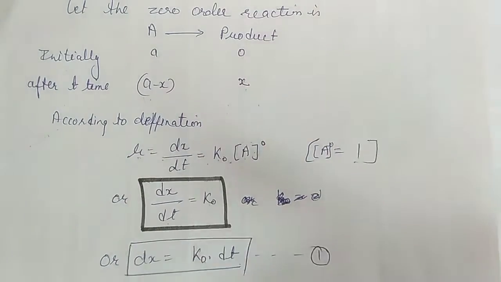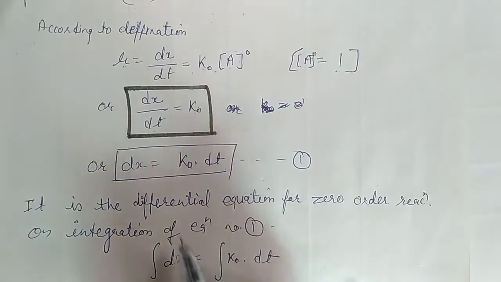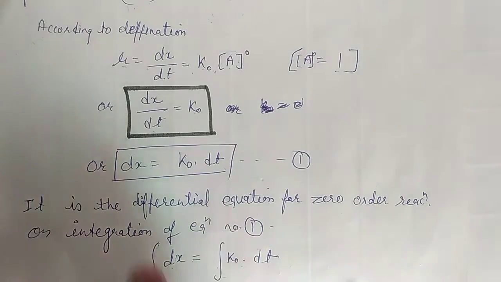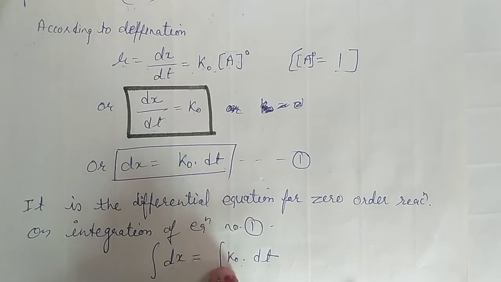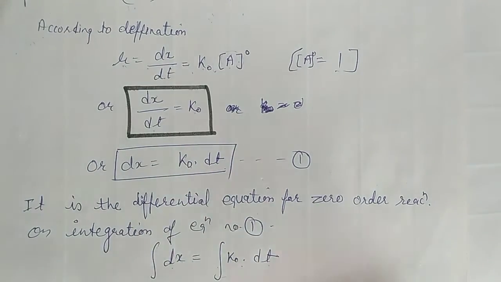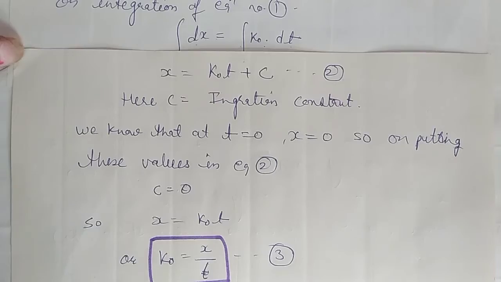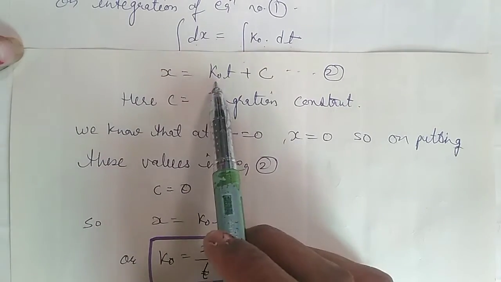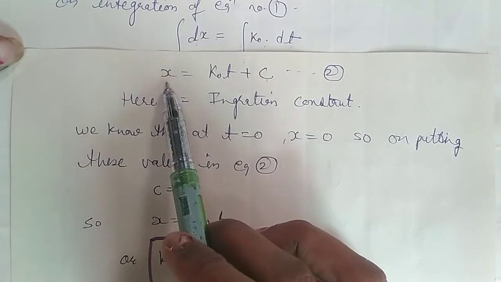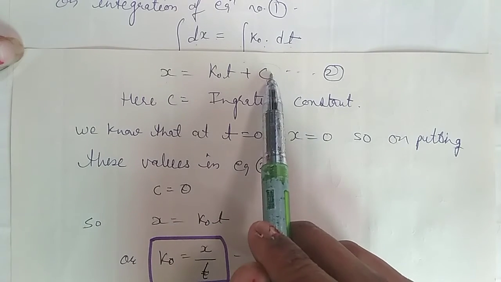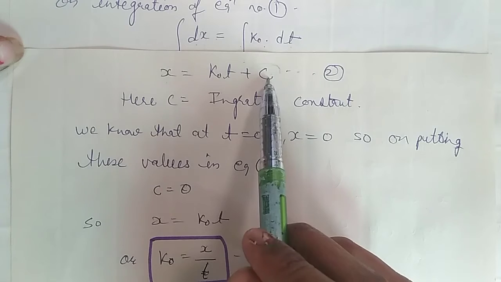So on integration of this equation, integration of dx is equal to integration of K0 dt. Then the integration of dx is x, and integration of K0 dt will be K0t plus c. So x is equal to K0t plus c. Here c is the integration constant. We have to derive the value of c also.